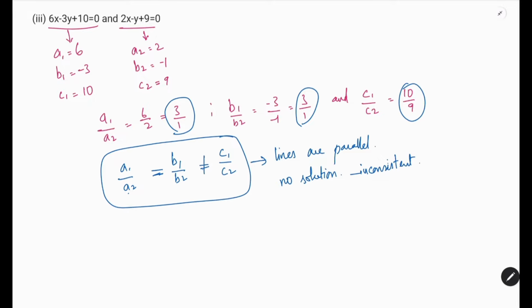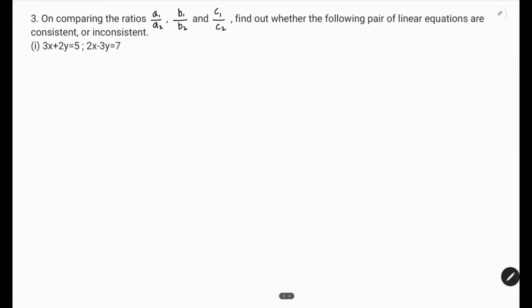Okay, next one. On comparing the ratios a1 by a2, b1 by b2 and c1 by c2, find out whether the following pair of linear equations are consistent or inconsistent. From the first equation, 3x plus 2y equal to 5, a1 is the coefficient of x, b1 is the coefficient of y and c1 is the constant, that is minus 5. If you take this 5 to the left side, it will be 3x plus 2y minus 5 equal to 0.